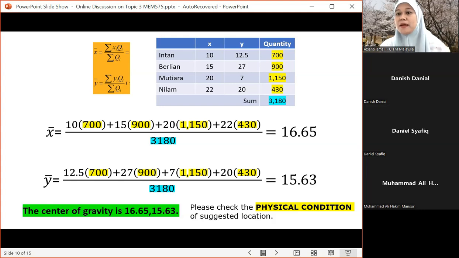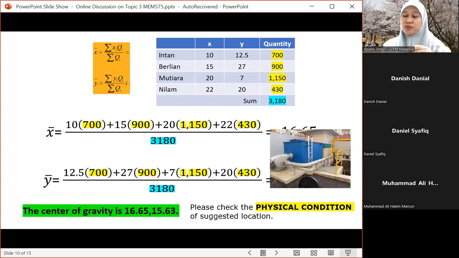Why? Because you never know what exactly the location is. Sometimes it's a grave, railway tracks, in the water, sewage, and we don't know. So before we suggest to our top management, we need to check physically where the exact point of 15.65 and 15.63 is on the map. Suddenly you go and check, oops, there's an Indah Water pump. You can't say, okay boss, build it here.